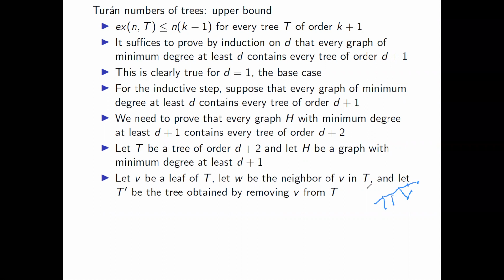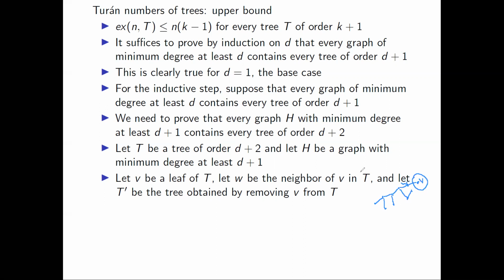So there's our tree T. And every tree we know has some leaf. So we'll say there's our leaf and we'll name it V. Now a leaf is a vertex of degree 1. So since it has degree 1, it has exactly one neighbor in T. And we'll name that neighbor W. So this will be W right here.